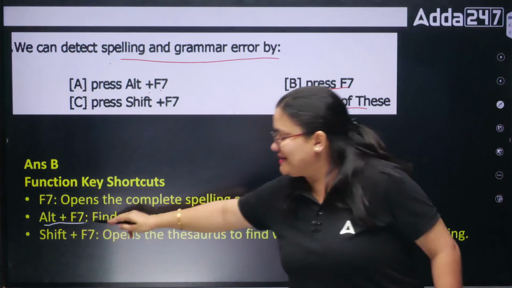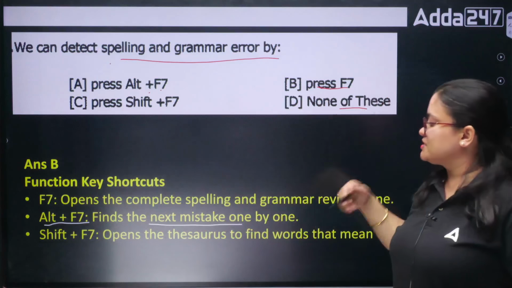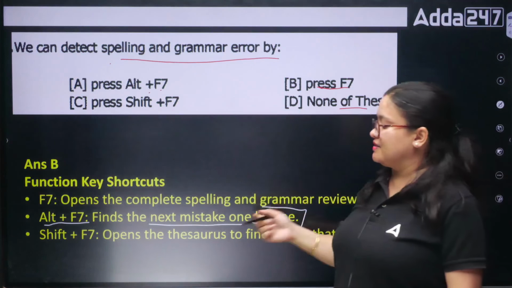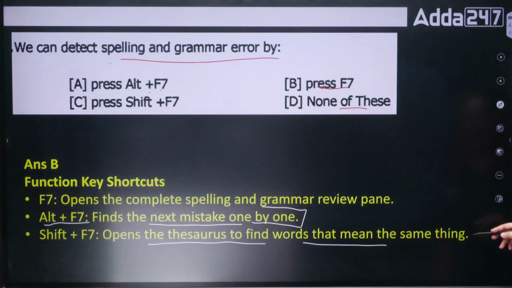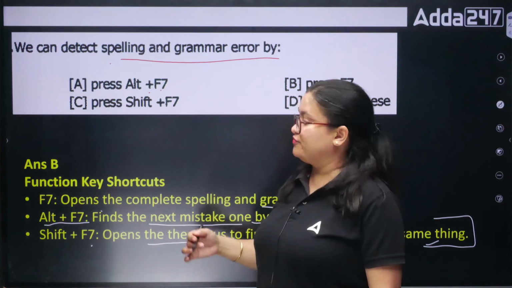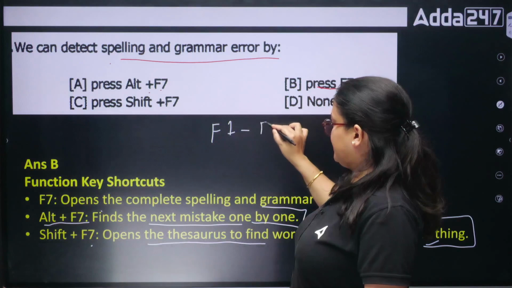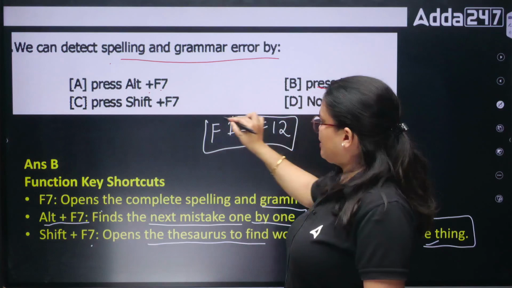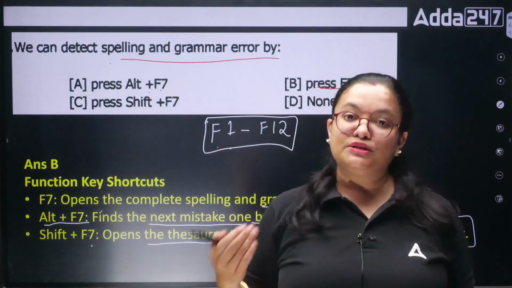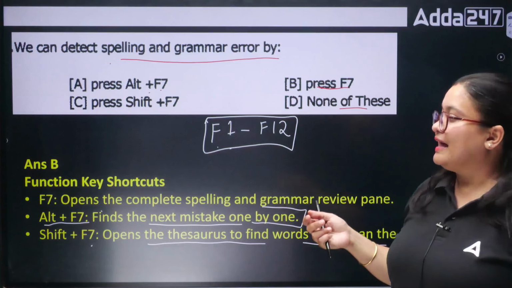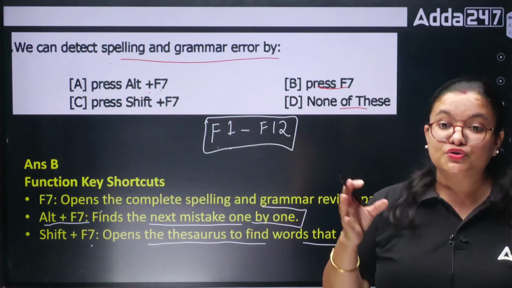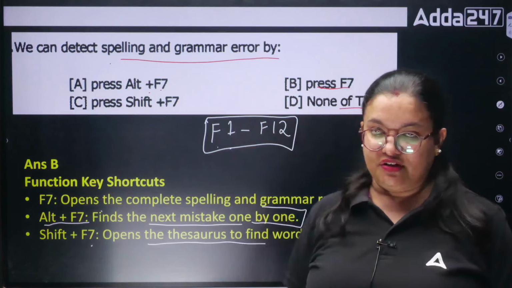If I press Alt+F7, it will find the next mistake one by one. This is the function of Alt. And if I press Shift+F7, it will open the thesaurus to find words that mean the same thing. So you have to see both these options along with the function of F1. Apart from that, whatever function keys are present, you have to see the functions of every function key from F1 to F12, because most of the time this is asked in a computer exam, like what is the function of F7 or what is the function of F5. So at least you have to know the functions of each of the 12 function keys.